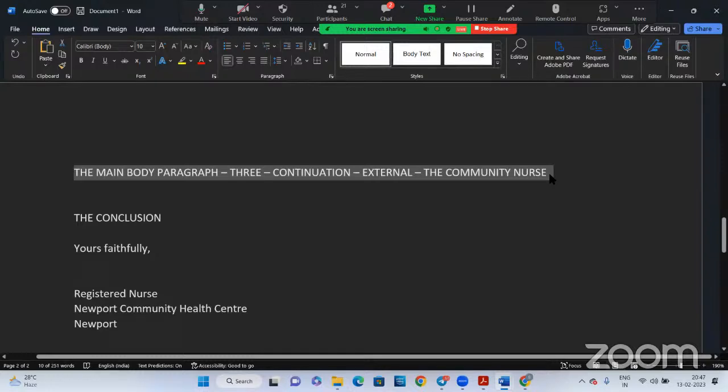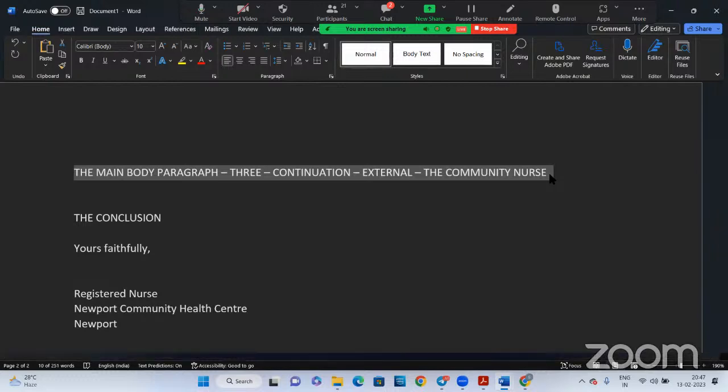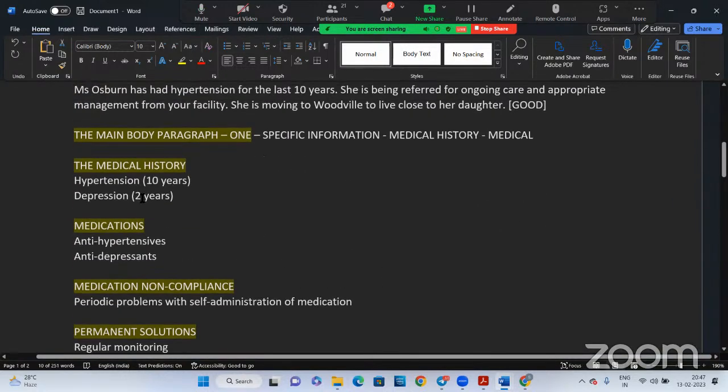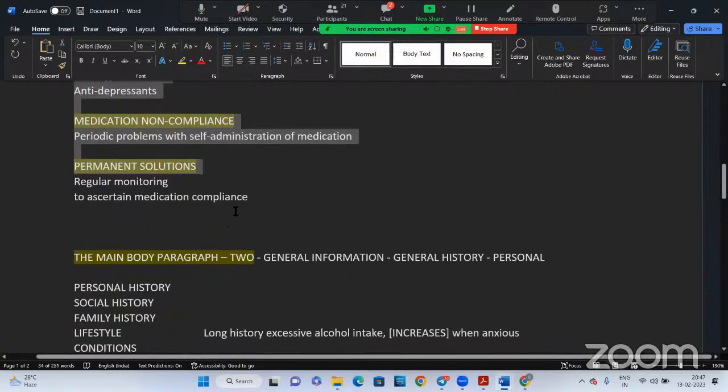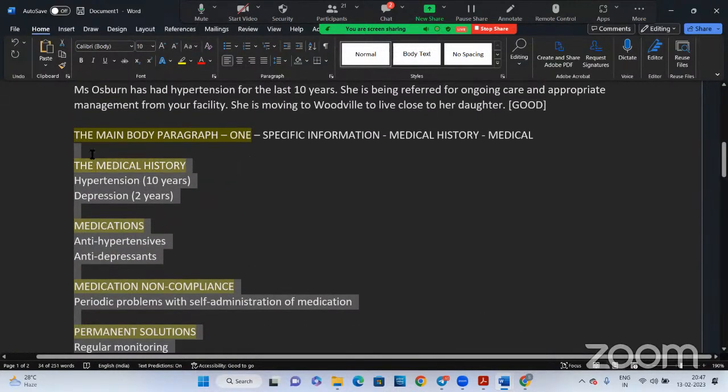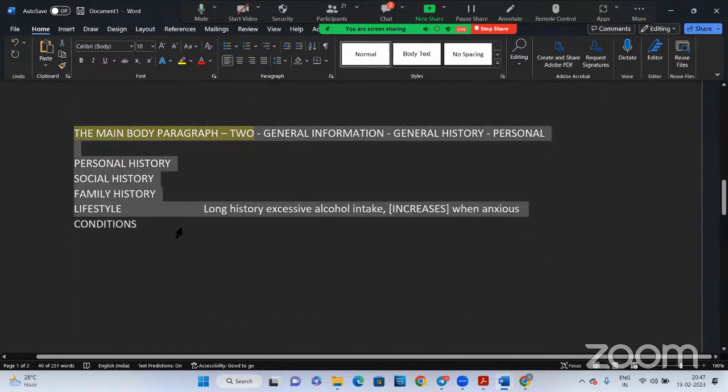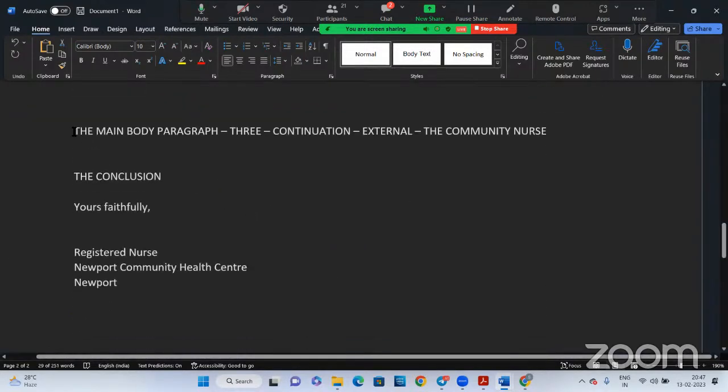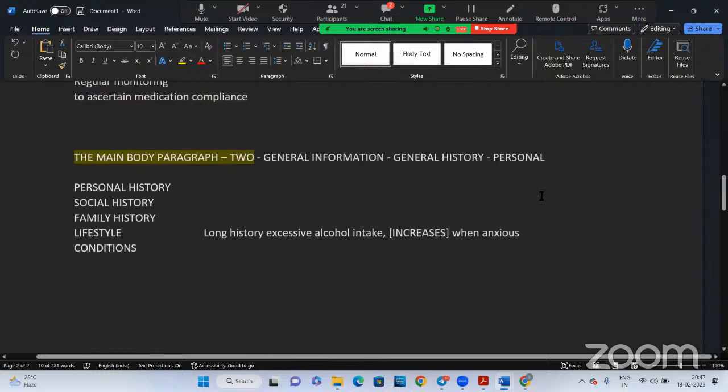I cannot do anything more now because she is transferring from here to Woodville. Even if I want, I cannot do. The patient cannot do it on her own. So it is your responsibility now. Paragraph 1 is your responsibility. Paragraph 2 is the responsibility of the patient. Paragraph 3 is the responsibility of the second nurse in Woodville. So remember that one.